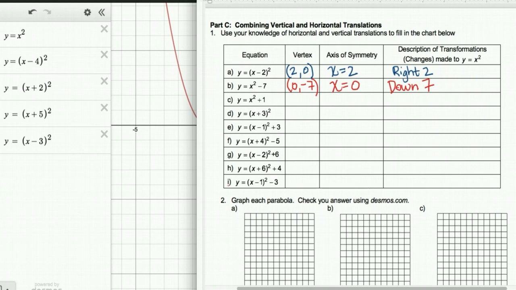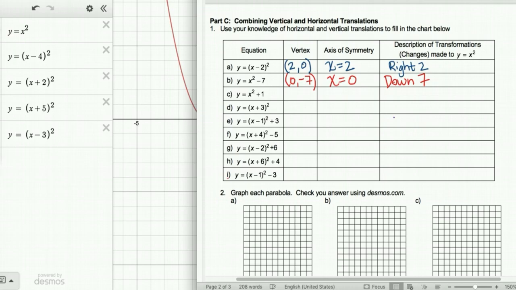All right, so hopefully the horizontal and the vertical translations are good. Let's jump right to E and F here, where they have both. If we take a look here, when it's in a bracket, it's left-right movement. When it's not in a bracket, out here without the brackets, it's an up-down movement. So we go to E and F now.